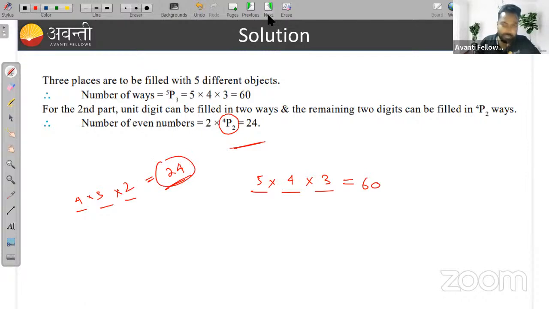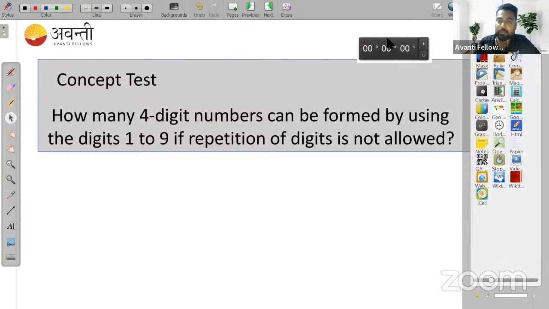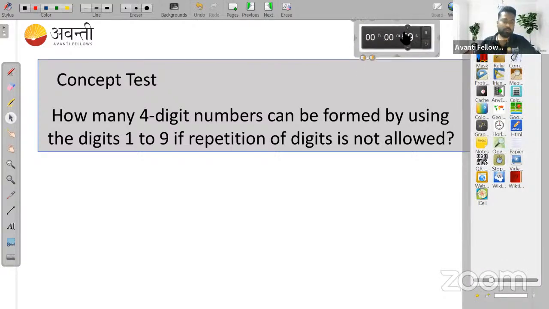Let's move to the next question. How many 4-digit numbers can be formed by using the digits 1 to 9 if repetition of digits is not allowed? Here the repetition is not allowed. I'm giving you 1 minute for this question also. Your time starts now. Chalo, start solving.